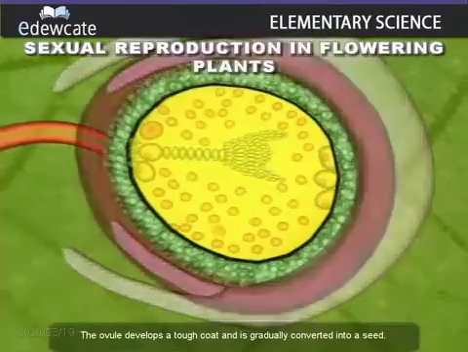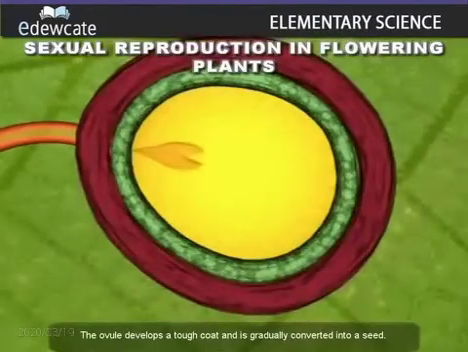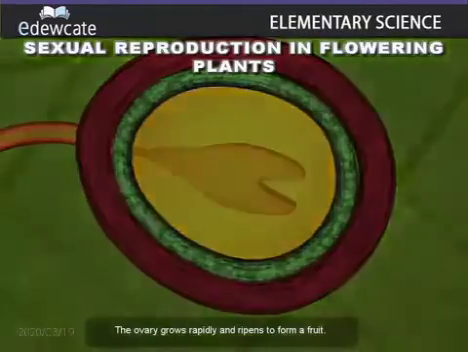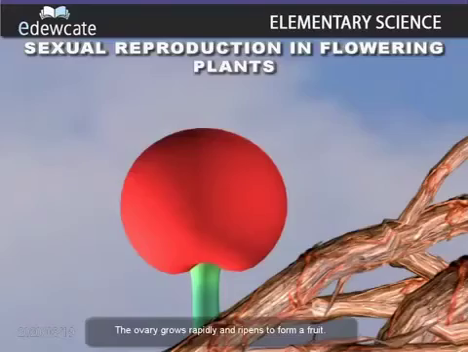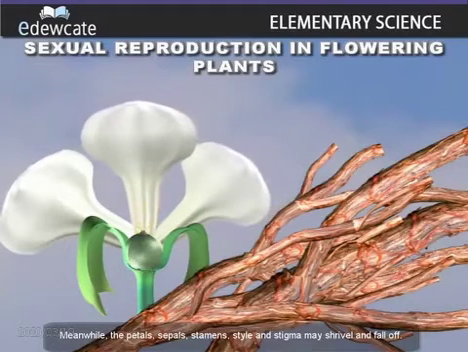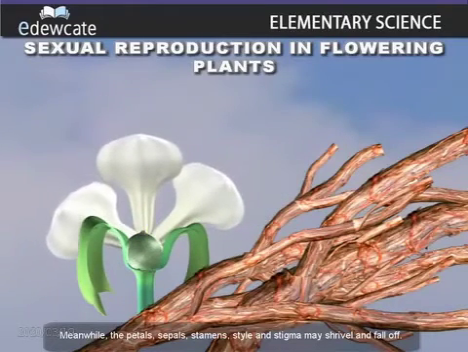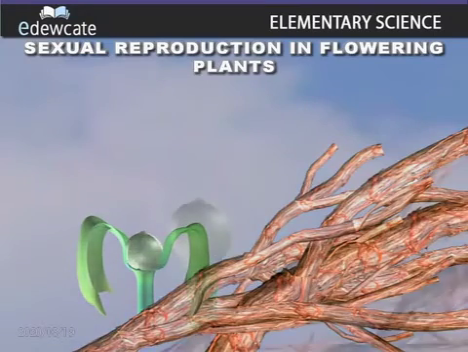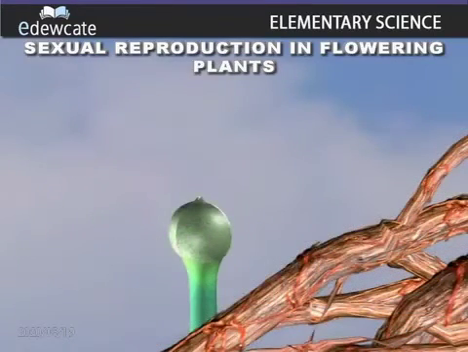The ovule develops a tough coat and is gradually converted into a seed. The ovary grows rapidly and ripens to form a fruit. Meanwhile, the petals, sepals, stamens, style, and stigma may shrivel and fall off. This is the reason why, at times, flower part still persists in a fruit.